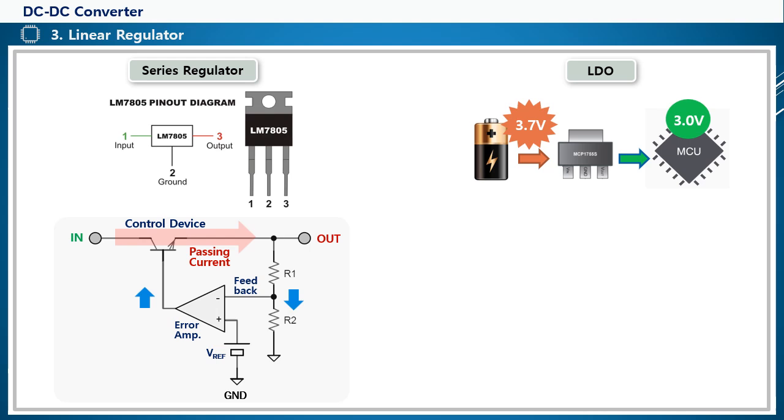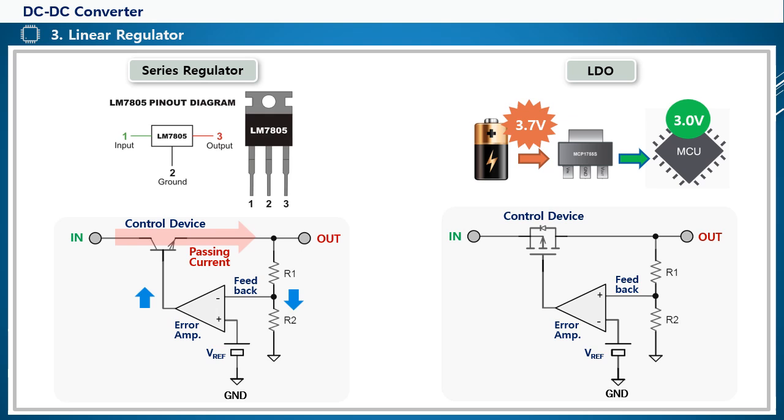LDO stands for Low Dropout Regulator and is an essential power supply component for mobile devices such as battery-operated products or cell phones where power efficiency is important. As such, the voltage difference between the input and output, i.e. the voltage drop, must be small. It has a structure similar to a series regulator, and by using a MOSFET with low voltage drop as a control device, it has a voltage drop characteristic of less than 1 volt.